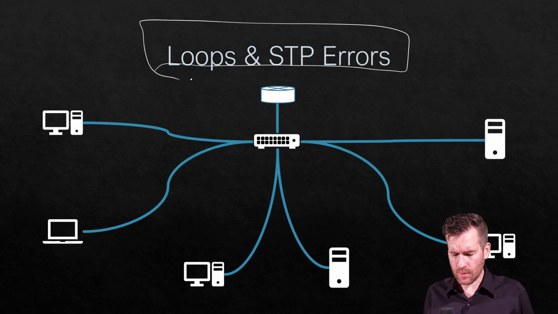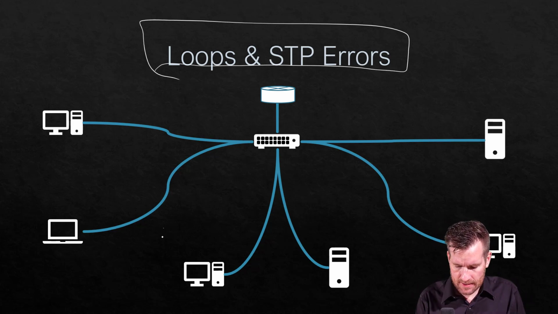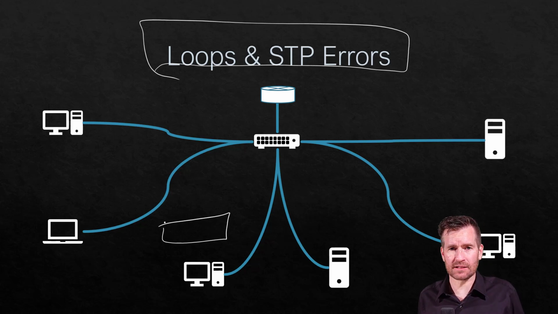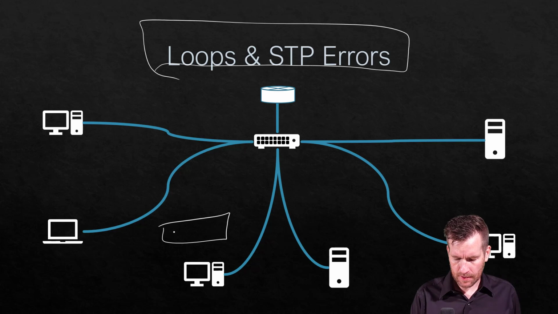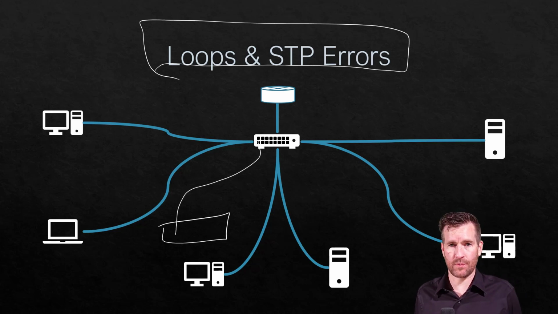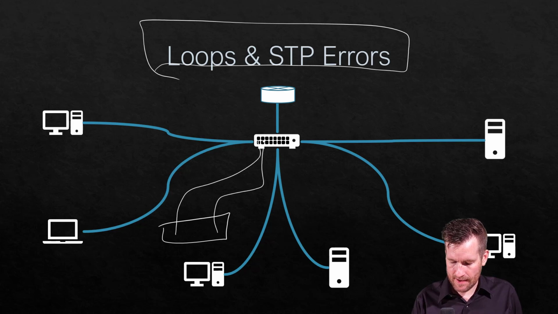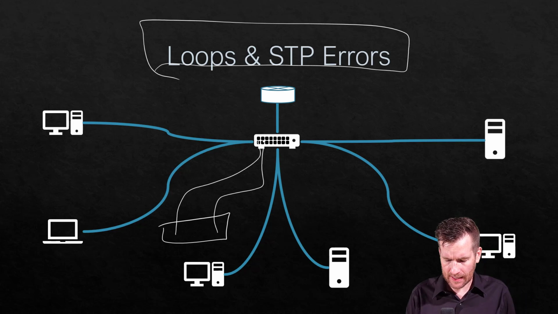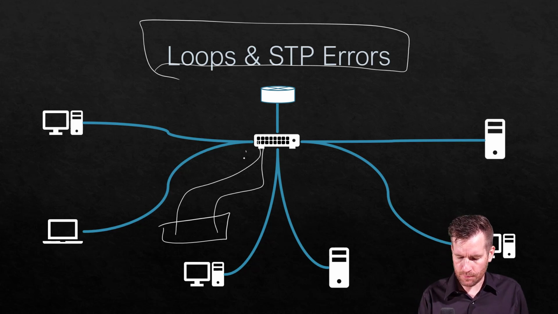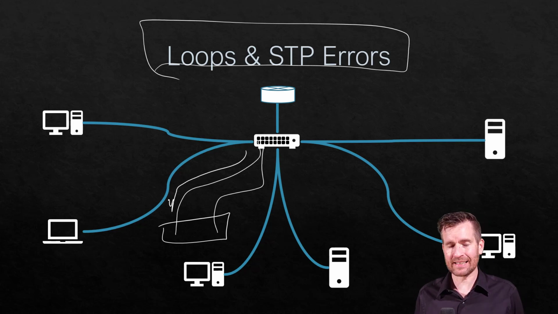Next up, we have loops and STP errors. What happens with this is sometimes we have a switch, maybe at a workstation or a work group somewhere out there, and we've got it plugged into a jack that goes back to your switch. And then say a janitor plugs in another cable into the same switch. The problem this causes is that when a broadcast happens, it will be sent out this port because it's sent out all ports.